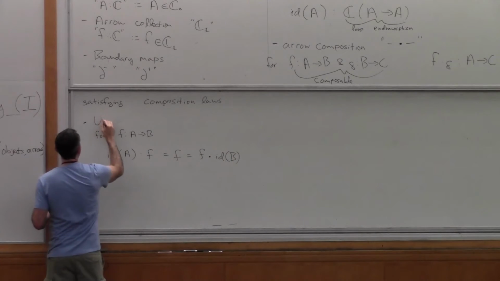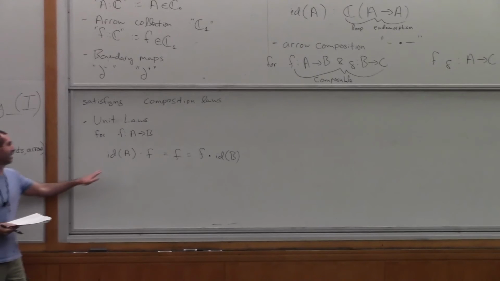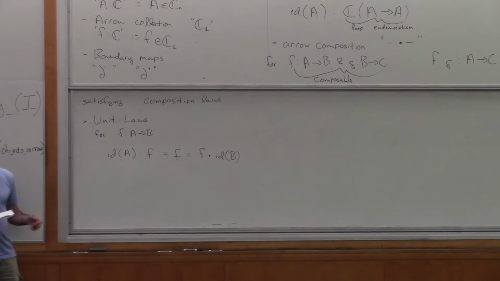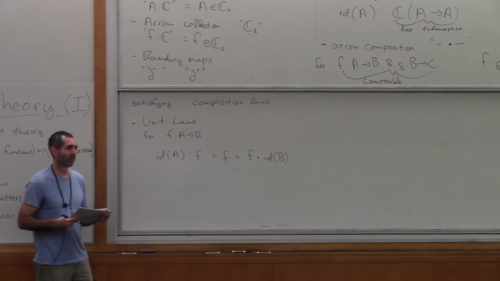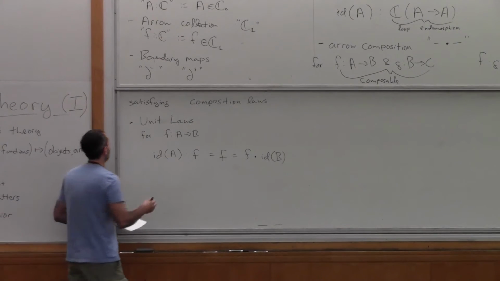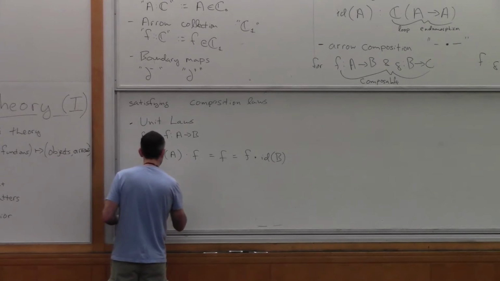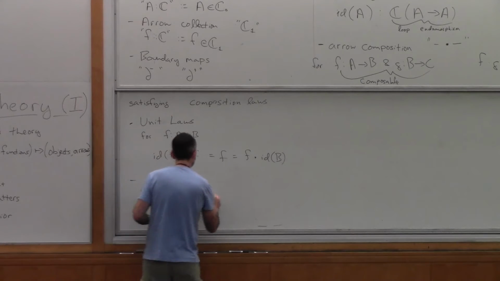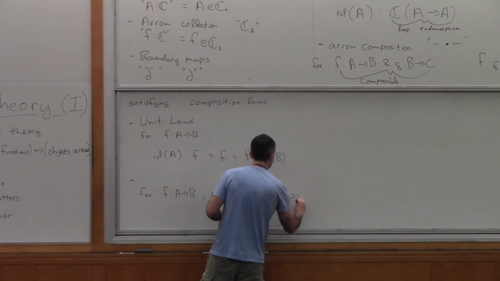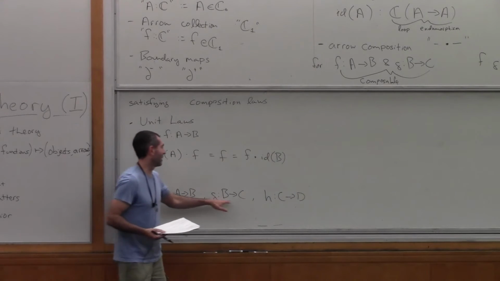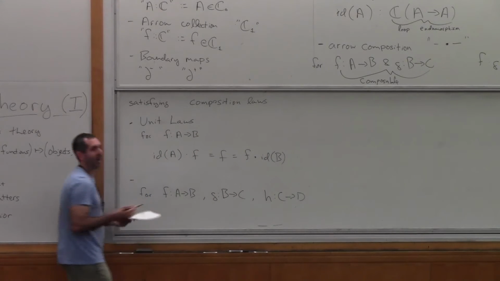So in other words, this is called the unit laws. And the fancy way to say this is that identity arrows are units of composition. That is, when you do a composition with an identity arrow, you just get back the other arrow in the composition. Okay? And then the other law is that if I have three arrows, such that the codomain of the first is the domain of the second, and the codomain of the second is the domain of the third, then there are two possible ways I can compose them, right?